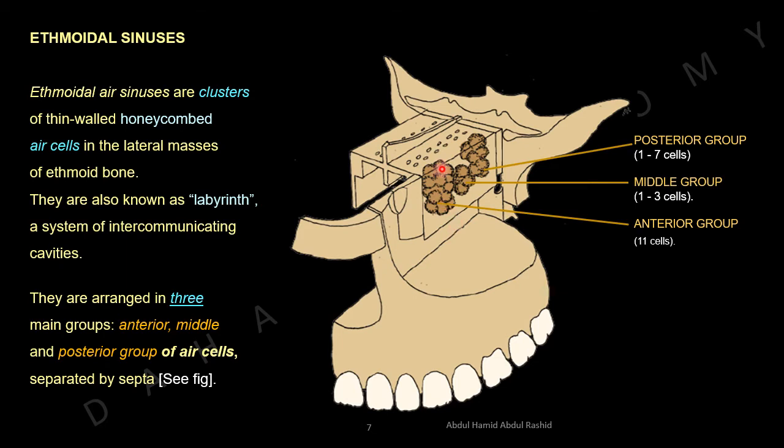This is anterior group, this is middle group, and this is posterior group inside the lateral mass of the ethmoid bone. Anterior group consists of about 11 air cells. Middle group consists of about 1 to 3 air cells, and posterior group consists of about 1 to 7 air cells.